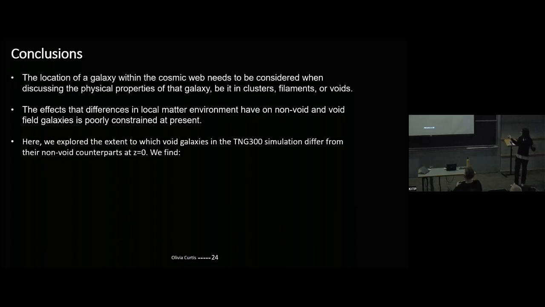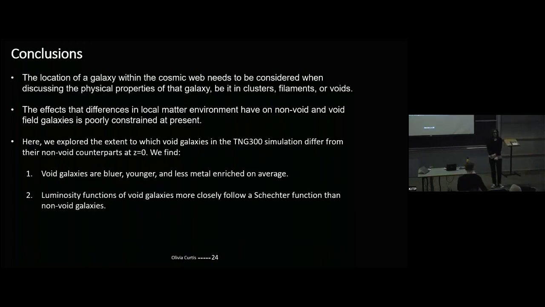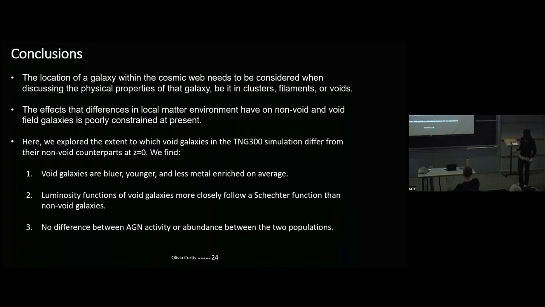So here I looked at properties of void galaxies in TNG300, finding that on average, they're bluer, younger, and less metal enriched. They have luminosity functions that are a slightly better fit for the void galaxy population than in the non-void galaxy population, and that I report no difference between AGN activity or abundance between my two populations of galaxies.